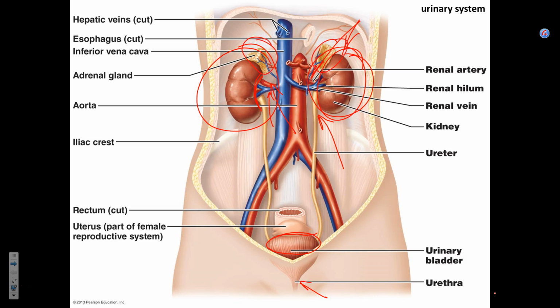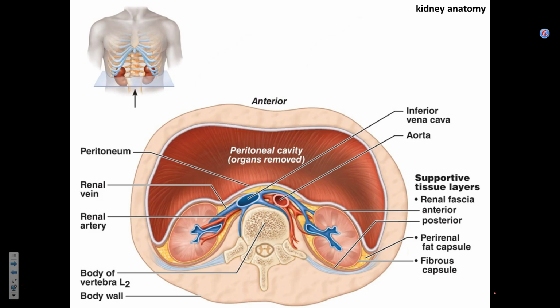Adrenal glands, adrenal, above the kidneys. Okay? You can see them there. And adrenal glands have nothing to do with kidney function directly. They are just located there. Now this is the transverse section of the abdomen. You can see the peritoneum. Okay, and you can see that the kidneys are definitely retroperitoneal.